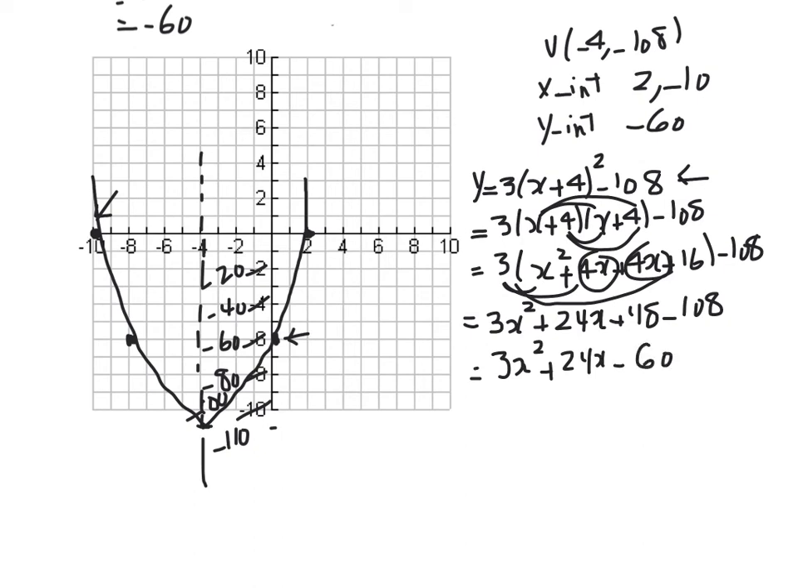One interesting part is that if you look here, the constant is negative 60, which is the y-intercept, the same thing that we found here. So remember, the constant in standard form is always the y-intercept.